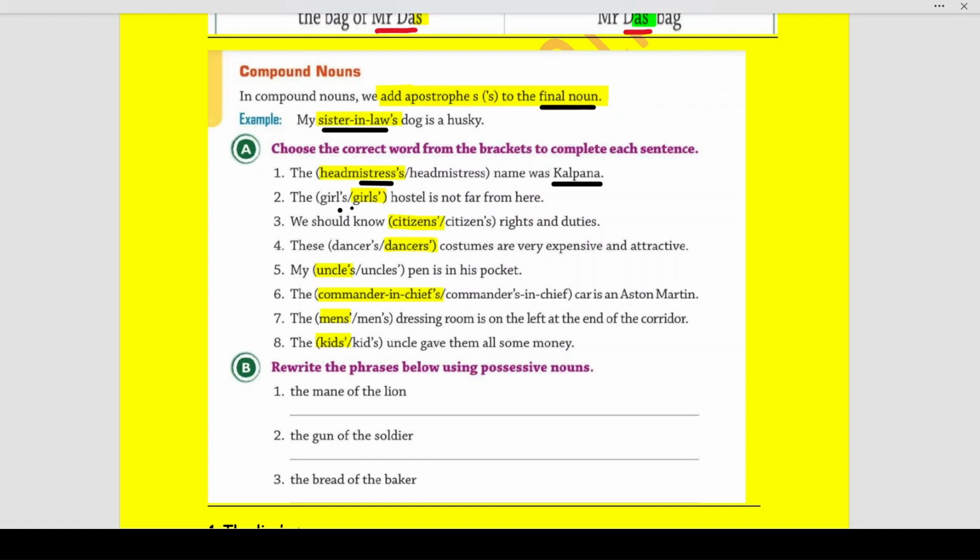The girls or the girls' hostel is not far from here. Now, see, girls is the plural form of girl, so it is ending in S. So we will just add an apostrophe after girls. The girls' hostel is not far from here.